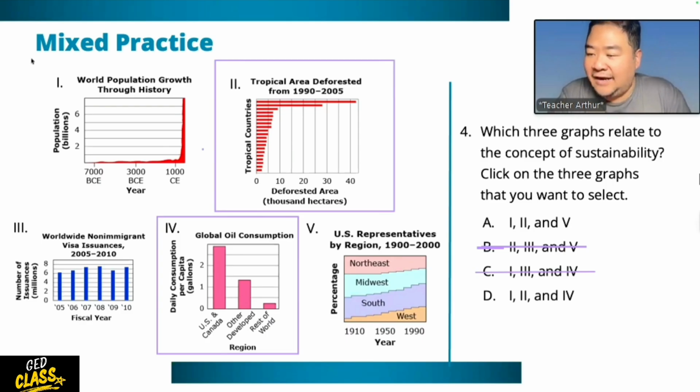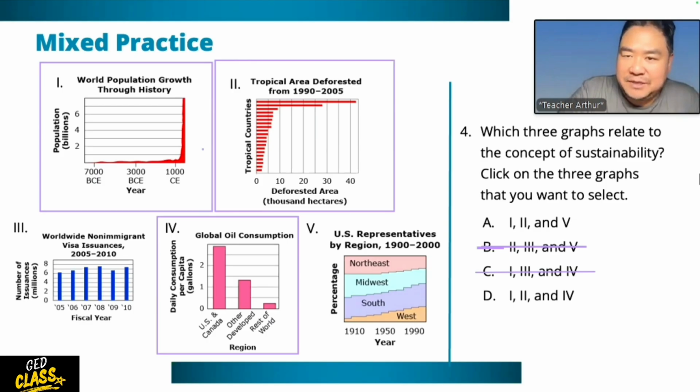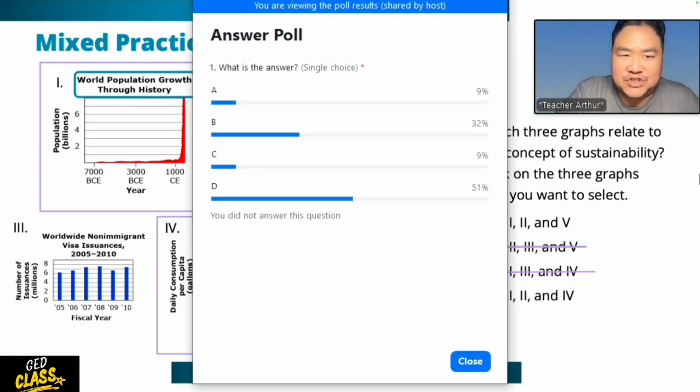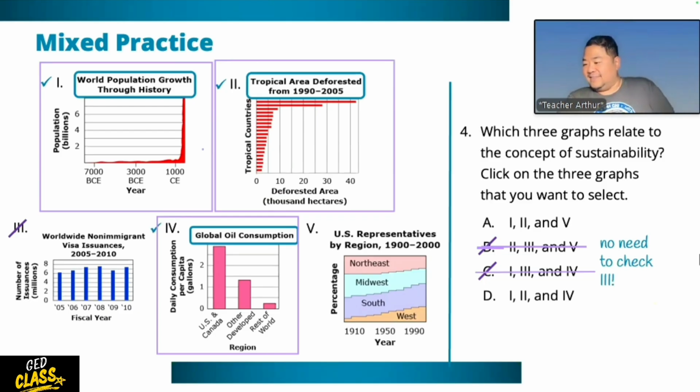Are we done? Have we found the three graphs that relate to sustainability? We sure have. It's number one, number two, and number four. The correct answer, as a majority of you did put down, is indeed answer choice D. Good, good, good. There you go. D is your answer. Nice work here with this one.